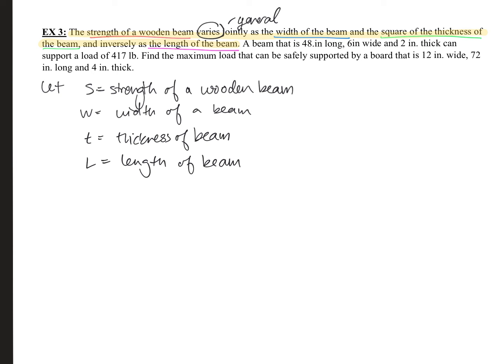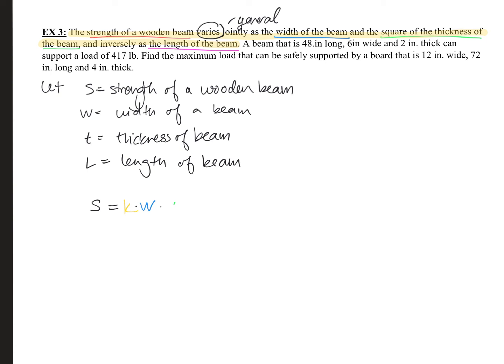So let's see, the first line, since the strength varies jointly. So S varies, and immediately I'll put that constant K of variation in. So varies jointly as what? The width of the beam. Okay, so the width of the beam. Square of the thickness.